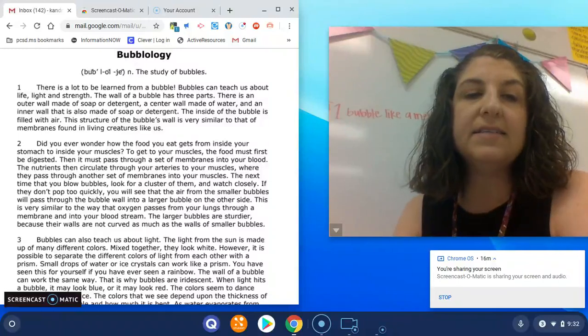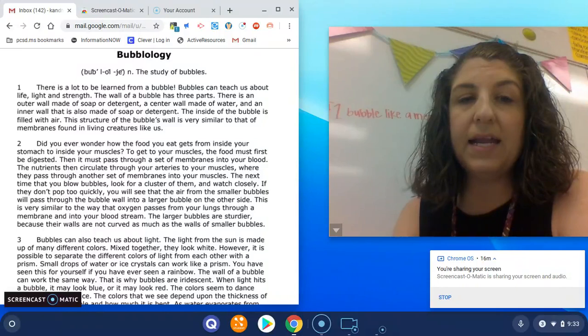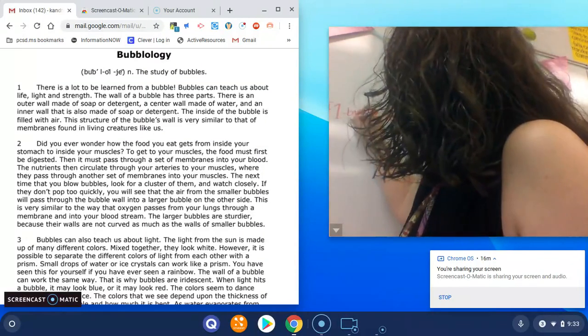Okay, and it doesn't give us specific reasons yet. Okay, but it tells us it's like a membrane, and it also tells us that it has 3 parts.